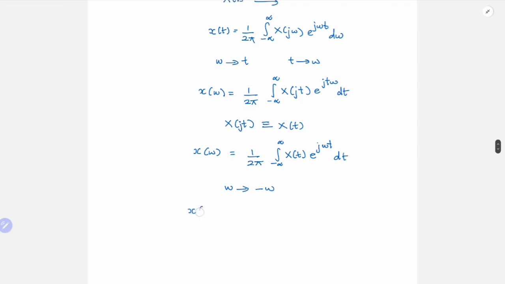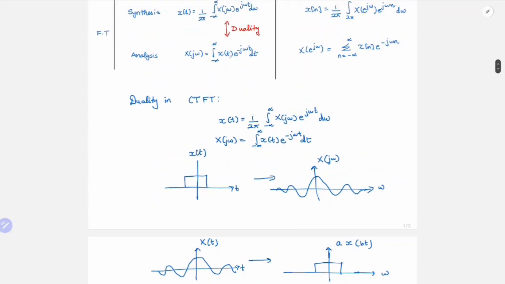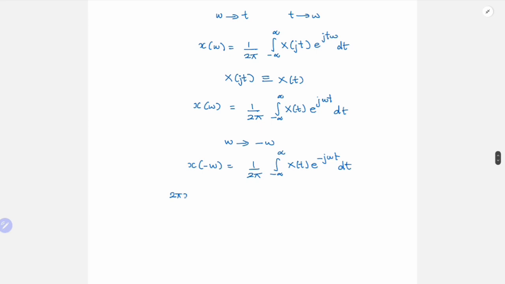So then what I'll get is x of minus omega equal to 1 over 2 pi integral minus infinity to infinity x of t e power minus j omega t dt. Now if you see, this is of the form I expect, but I also have a 1 over 2 pi factor there which is not present here. So I'll just bring it here. So 2 pi x of minus omega equal to integral minus infinity to infinity x of t e power minus j omega t dt. So now it is of the form of my continuous time Fourier transform.